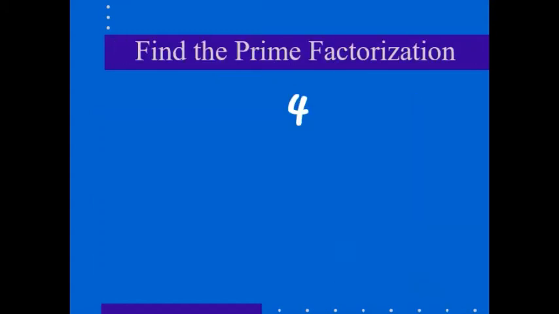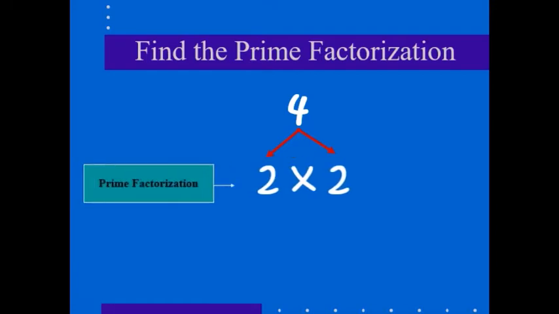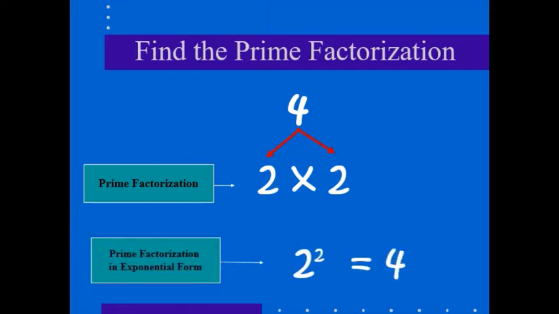Let's try it with number 4. So with number 4, what two prime factors do we have for 4? We've got 2 times 2. So that's the prime factorization. We bring it to 2 times 2. And then for the exponent form, that would be 2 squared, or 2 to the power of 2, because we've got 1, 2 2's. So the exponent form of 4 is 2 squared.